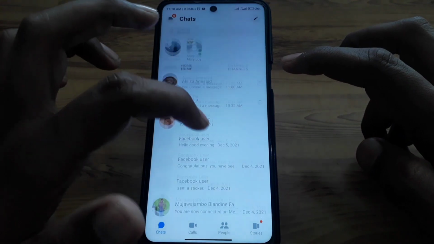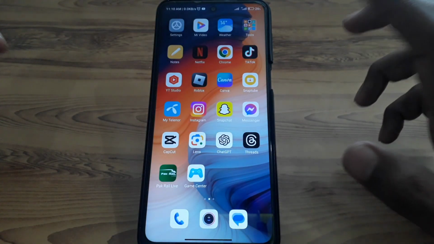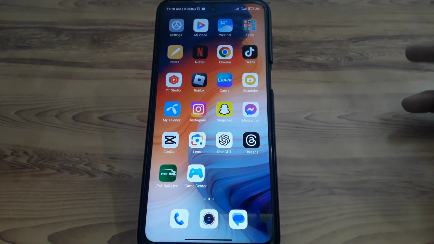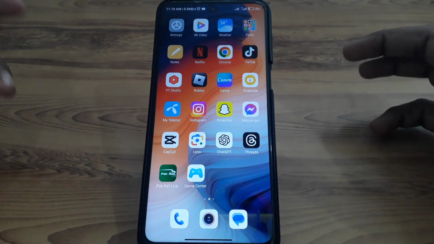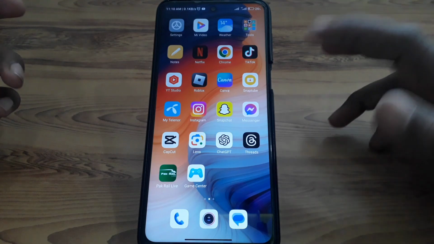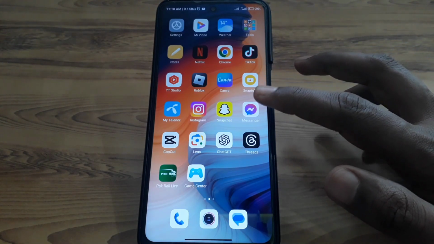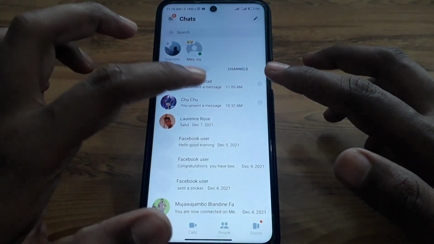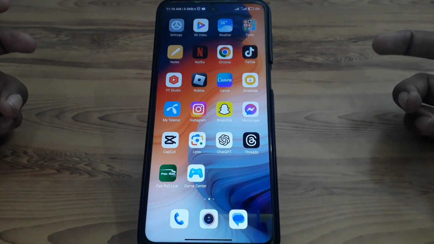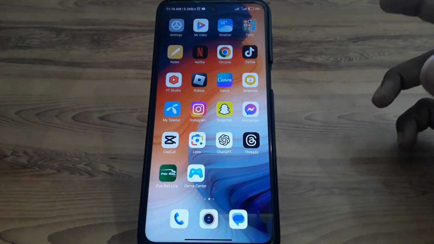So the second reason is that they have blocked you on Messenger. So that's why it is showing that you cannot send the message to this account. And the third reason is that you have accidentally blocked that person on Messenger. So if someone blocks you, you also cannot send a message to that person. Moreover, there can also be a reason that that person has recently deactivated or deleted their account. That's why you cannot send the message to that person.